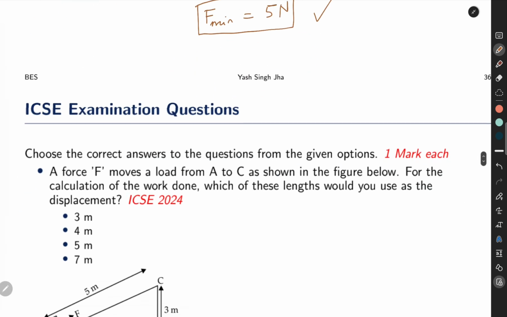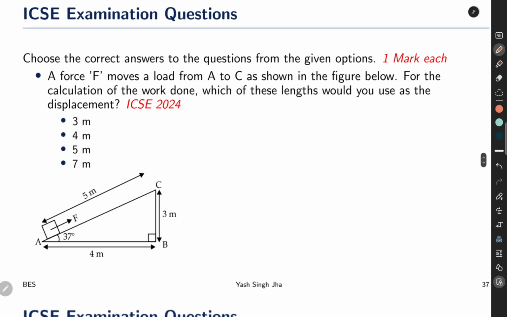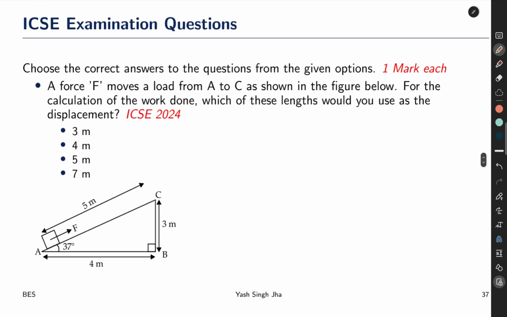Moving on, let's go to the second question. A force F moves a load from A to C as shown in the figure below. For the calculation of the work done, which of these lengths would you use as the displacement? So this is from the chapter of work, power and energy. So the solution is along the direction of force, so the answer comes out to be 5 meters. We will discuss it when I complete chapter 2, that is work, power and energy.